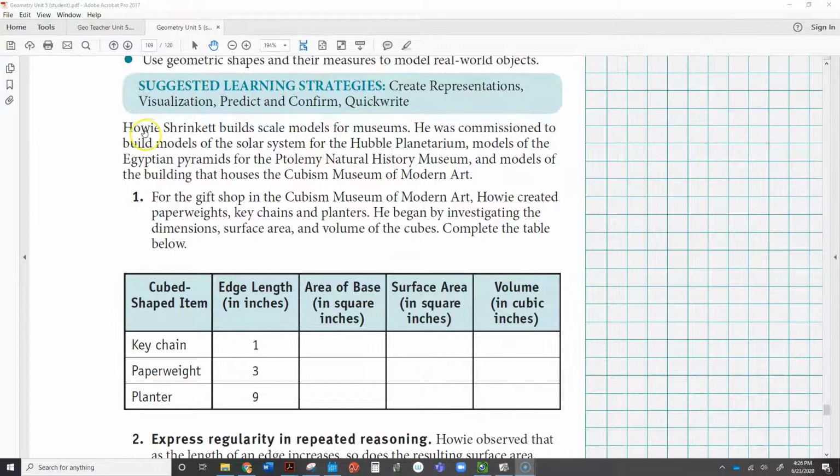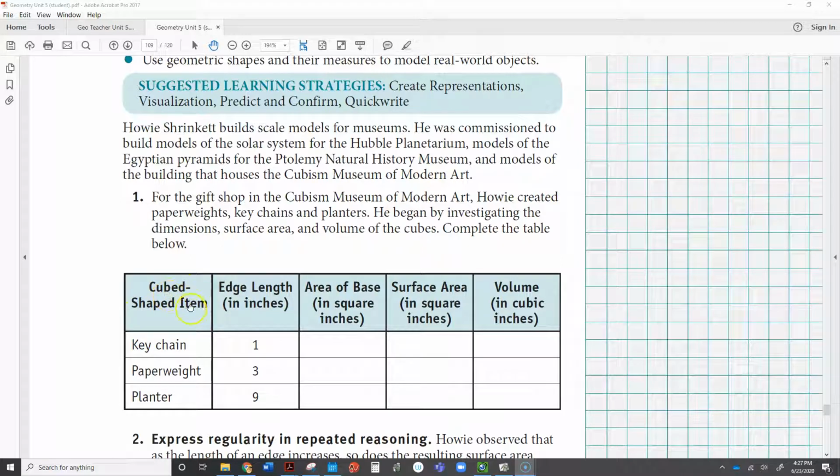So, Howie Shrinkett builds scale models for museums. He is commissioned to build models of the solar system for the Hubble Planetarium, models of the Egyptian pyramids, and models building the house of the Cubanism Museum of Modern Art. All right, so he's got to build some models.